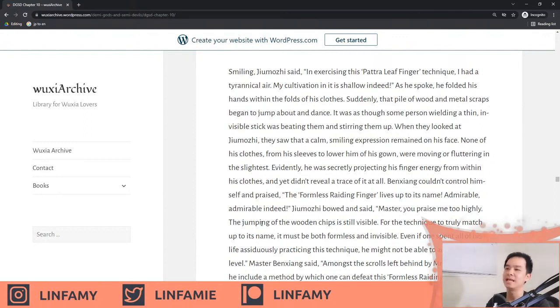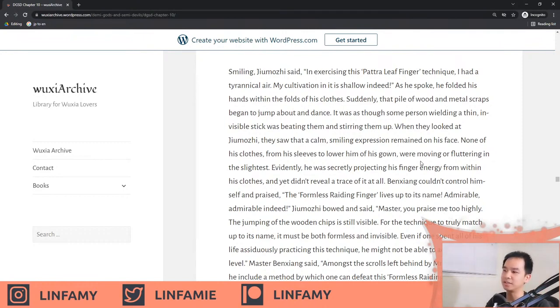As he spoke, he folded his hands within the folds of his clothes. Suddenly, that pile of wood and metal scraps began to jump about and dance. It was as though some person wielding a thin, invisible stick was beating them and stirring them up. When they looked at Jiumozu, they saw that a calm, smiling expression remained on his face. None of his clothes, from his sleeves to the lower hem of his gown, were moving or fluttering in the slightest.